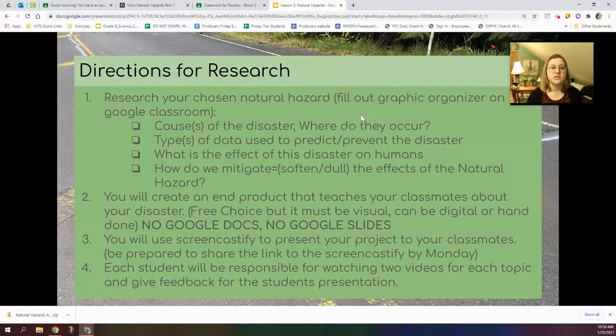All right, now you are going to be researching your topic. You're going to look at these 4 bullet points as your focus for what your presentation or product is. You're going to talk about the cause of the disaster, where they occur, where we find them. You're going to talk about the data that we use to predict and prevent. And then you're going to look at the effect. How do they affect humans? Sometimes they really affect us a lot, and sometimes it's minimal. You're going to discuss or share, however you decide to do this. That's one of your pieces. And then lastly, what are we doing to mitigate? Yay! 8th grade power word, to make this disaster less disastrous.